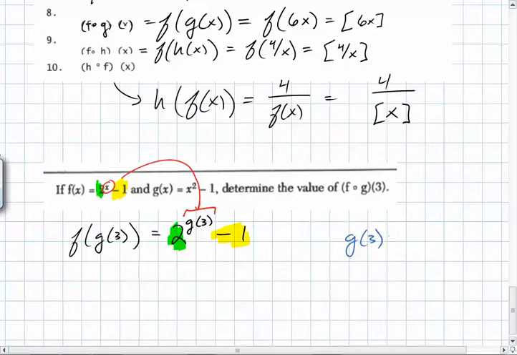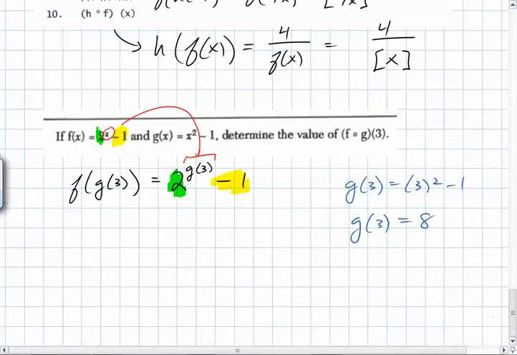It tells us. So that's not x, it's going to be 3 squared minus 1. So what's g of 3? 8. So what is this going to equal? 2 to the 8th minus 1. What is 2 to the 8th? 256. So it's 256 minus 1. So what's it going to be?